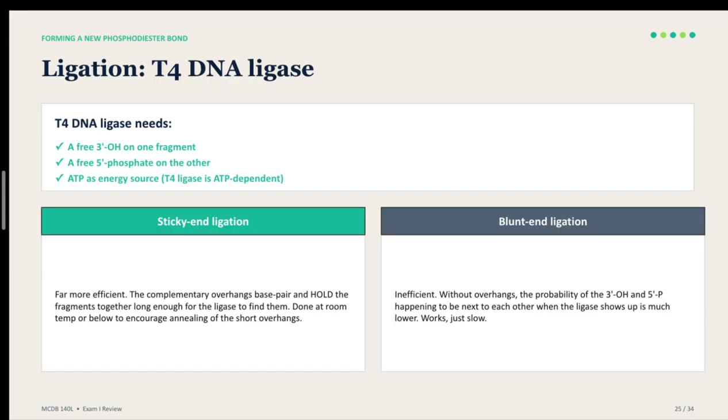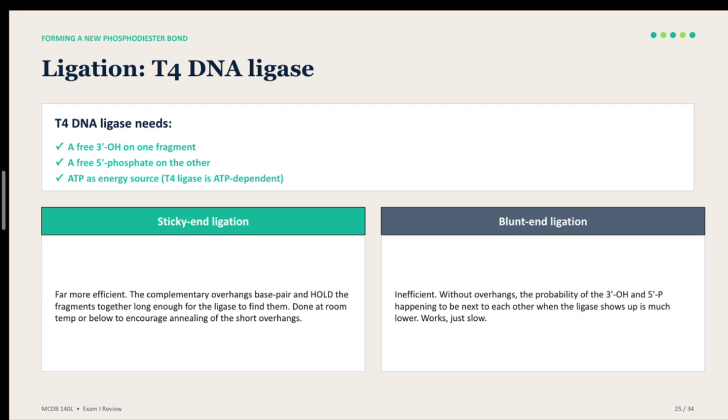Okay, cool. Let's talk a little bit about ligation. So we use something called T4 DNA ligase. T4 ligase forms phosphodiester bonds. It needs 3 things. It needs a free 3' OH, a free 5' phosphate, and ATP.